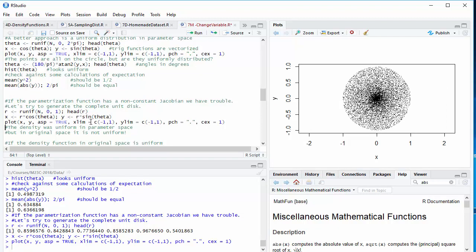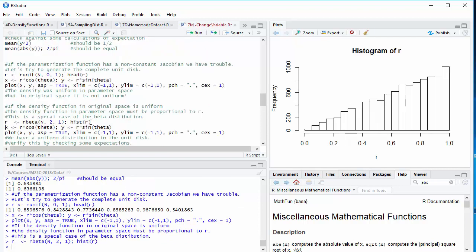The density is clearly greater in the center of that disk, and we know exactly what we did wrong. We wanted the density function to be uniform in original space, we made it uniform in parameter space, and the Jacobian messed things up. We can fix that. We need a density function for r that's proportional to the first power of r. And the beta distribution provides a way to do that.